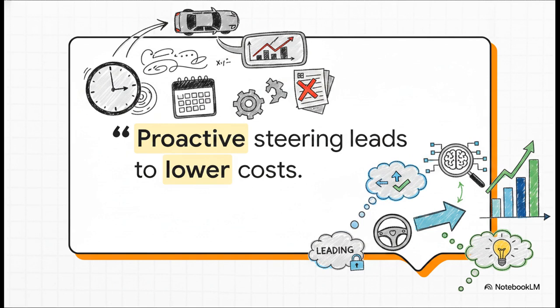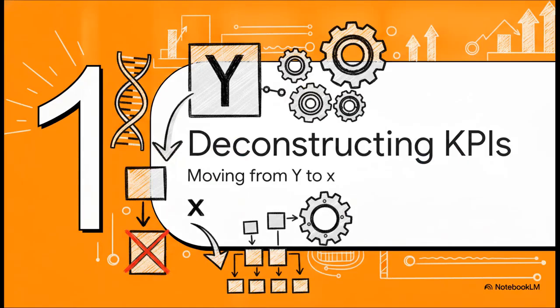To achieve true operational control, you must understand the critical difference between lagging indicators, your results, and leading indicators, the predictive behavioral metrics that determine those results before they happen. Okay, let's dive into this with Section 1, deconstructing KPIs and moving from Y to X.